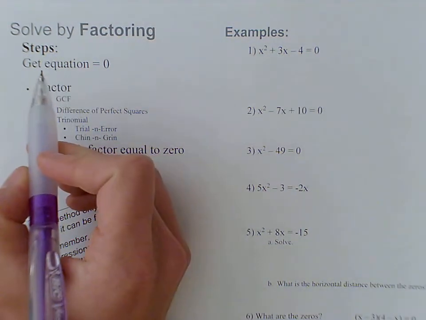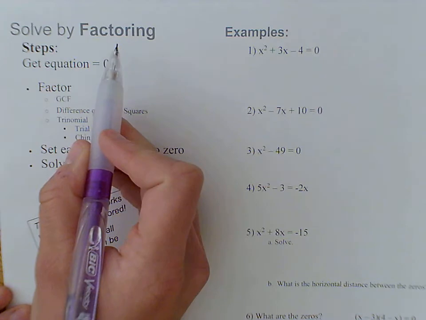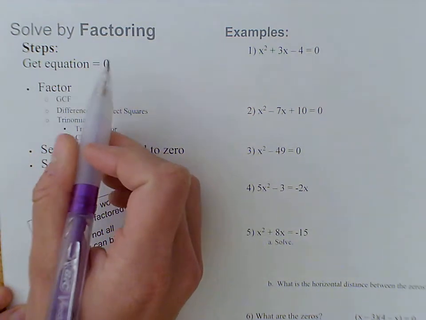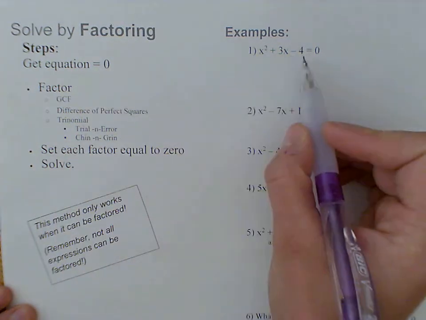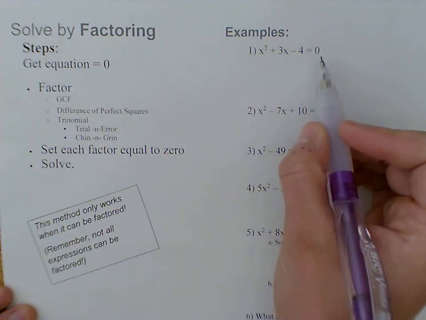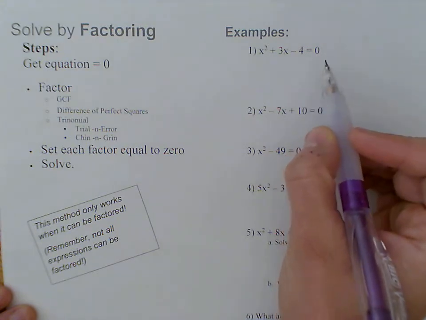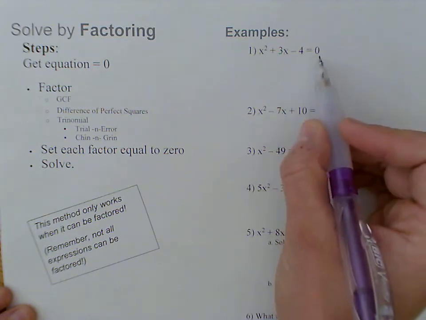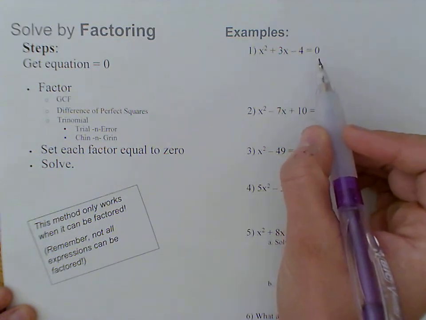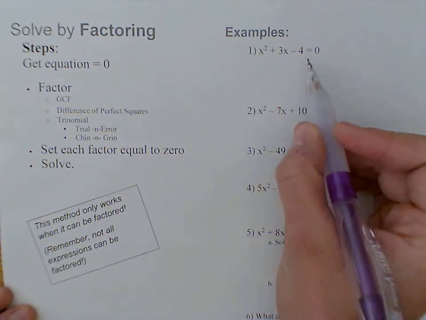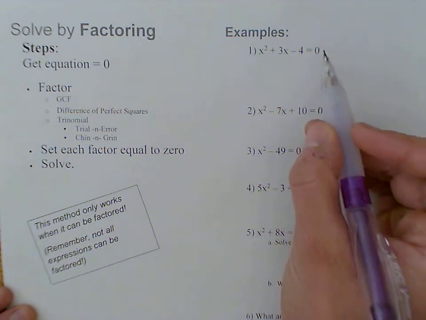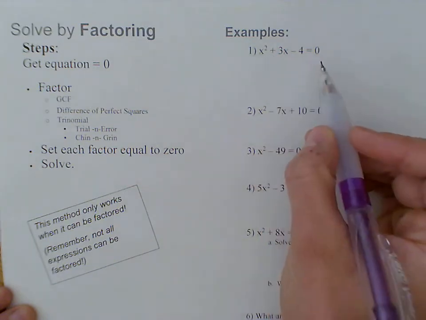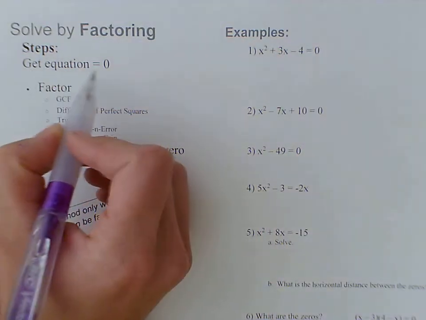So the steps to solve a quadratic by factoring: you've got to start by getting the equation equal to 0. If you look at it and it has an equals y, or if it's equal to some other number, then you've got to get it equal to 0. If it's just equal to y, you can just change the y to a 0. If it was equal to a number other than 0, then you have to move those numbers to the other side so that it does equal 0. So that's the first thing.